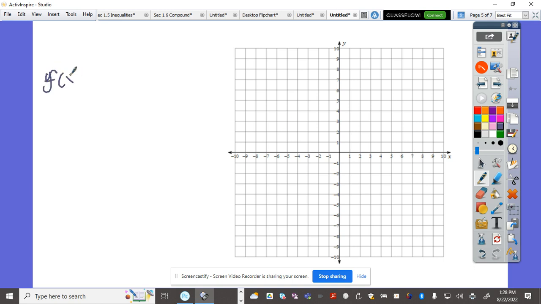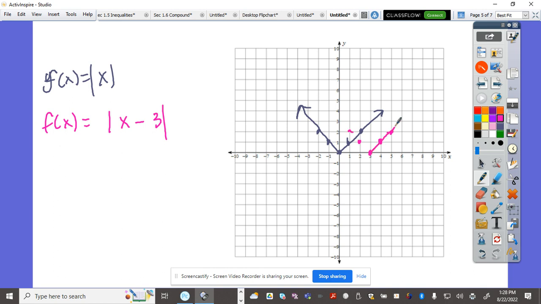Very similar with the absolute value, square root, so let's do absolute value here. So say you're given f of x equal to absolute value of x, it's 1 up, 1 over, 1 up, 1 over. So if you do f of x equal to absolute value of x minus 3, that means you're going to go right 3 here, 1 up, 1 over, 1 up, 1 over, and you connect them. That is your graph now.